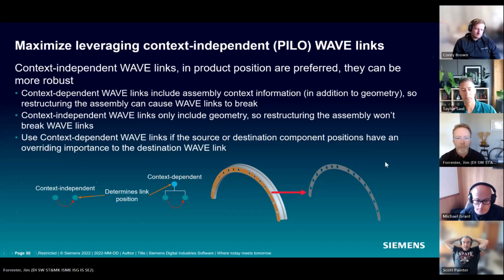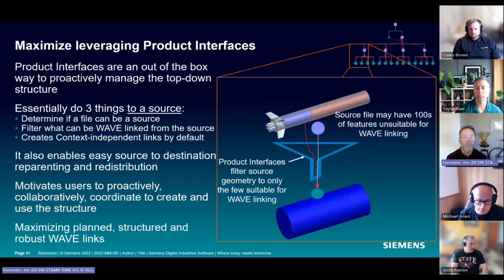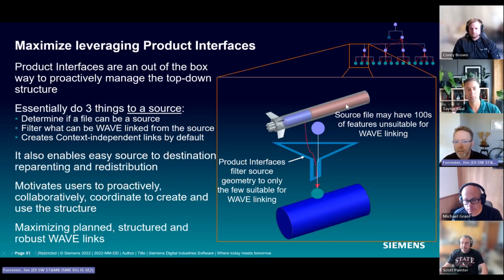Okay. On a similar vein, maximize leveraging product interfaces. This is a special kind of class of using wavelengths where within a part file, you publish only certain geometry that can be wavelinked, and the rest of the stuff is not available to consuming users. So this is a very handy tool. It's a little more advanced tool, but it works well.